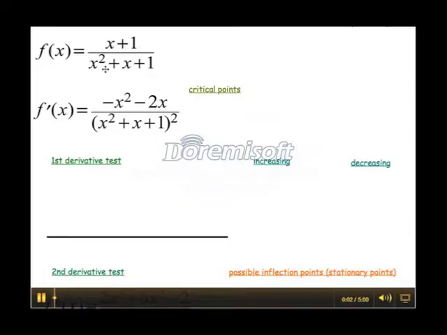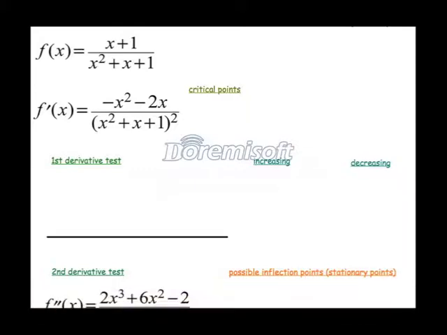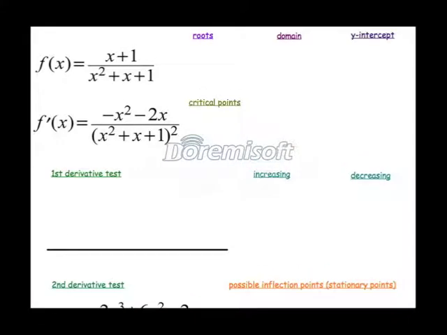Take a look at this function here, and we're going to try to do a good job graphing this. So the first thing here, let's find out the roots of the function, and that's when the function is equal to 0. In that case, only the numerator is 0, and so that only occurs when x equals -1. That's pretty easy.